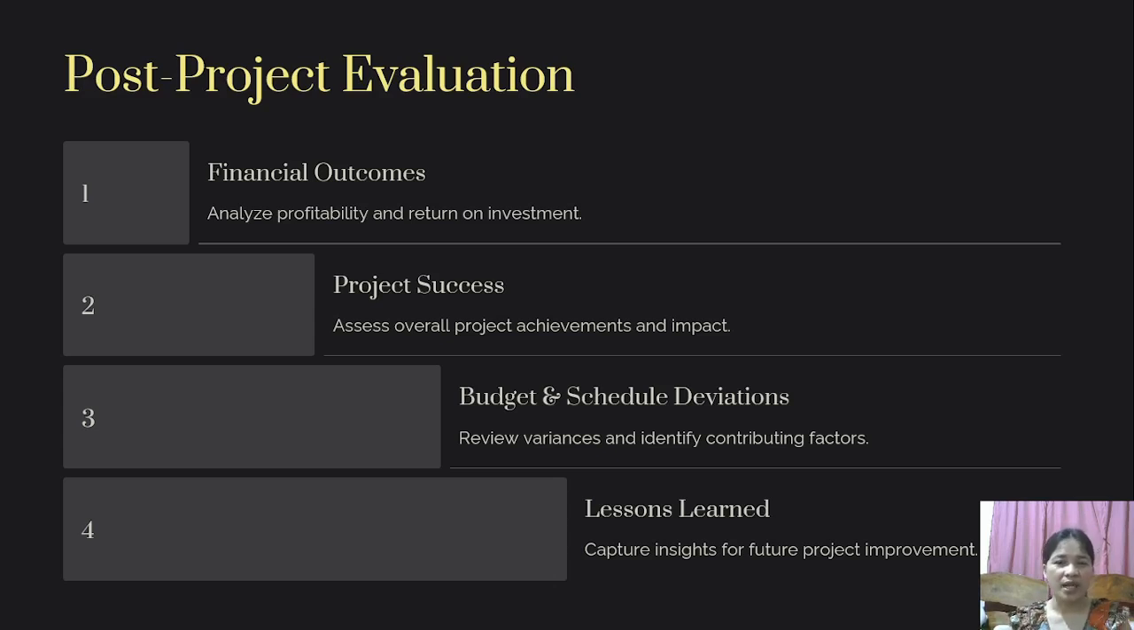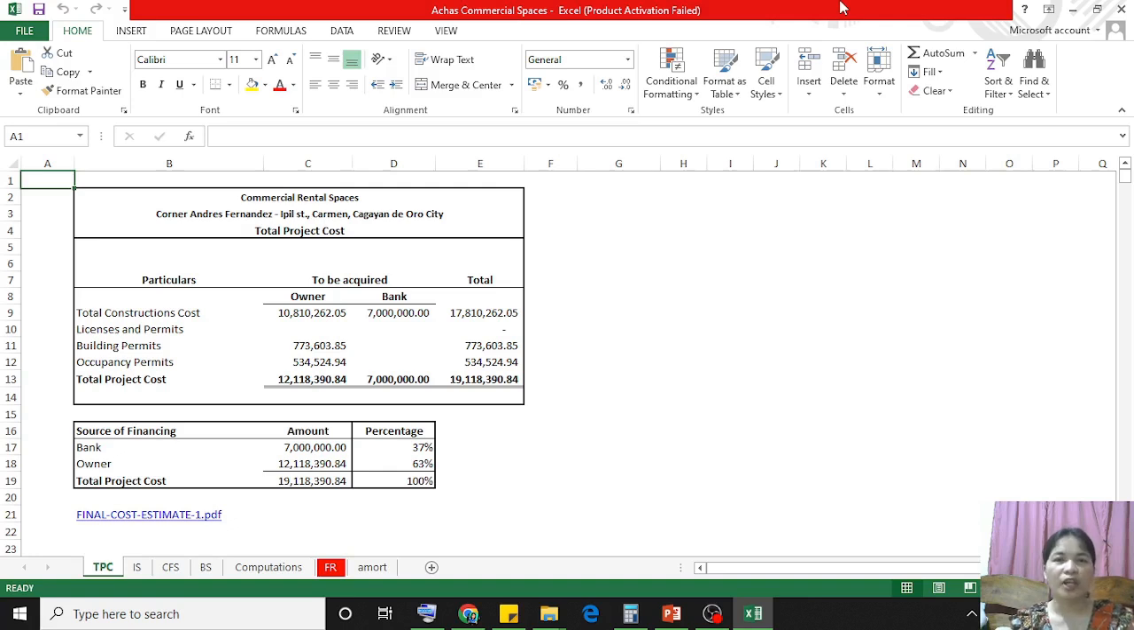And you also have to assess overall project achievements and impact, and also review variances and identify contributing factors. And of course, we have to capture insights for future project improvement. These following steps ensure a structured, data-driven approach to financial decision-making in engineering projects, balancing technical feasibility with financial viability and risk management. And finally, here is the final cost estimate of a commercial rental spaces.